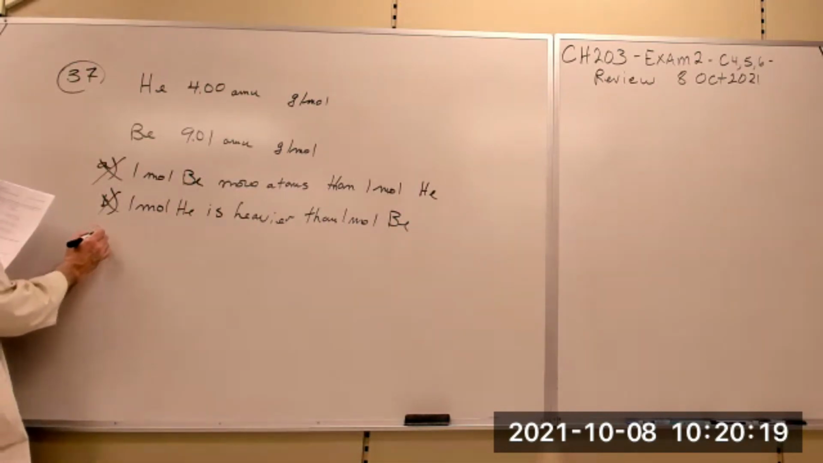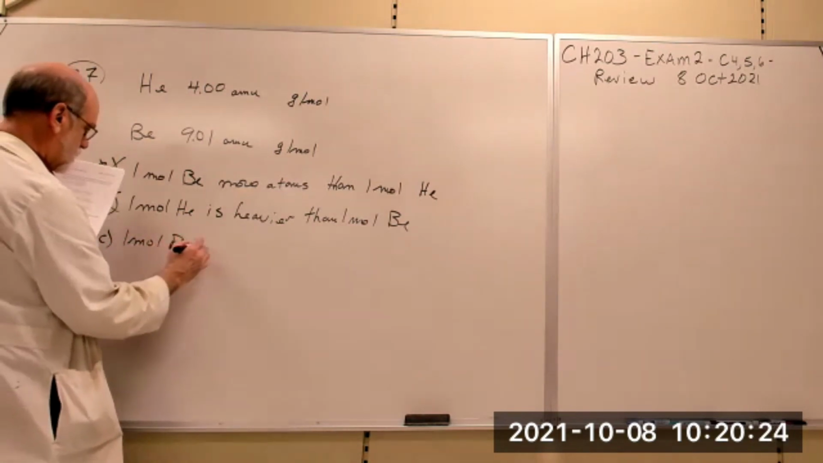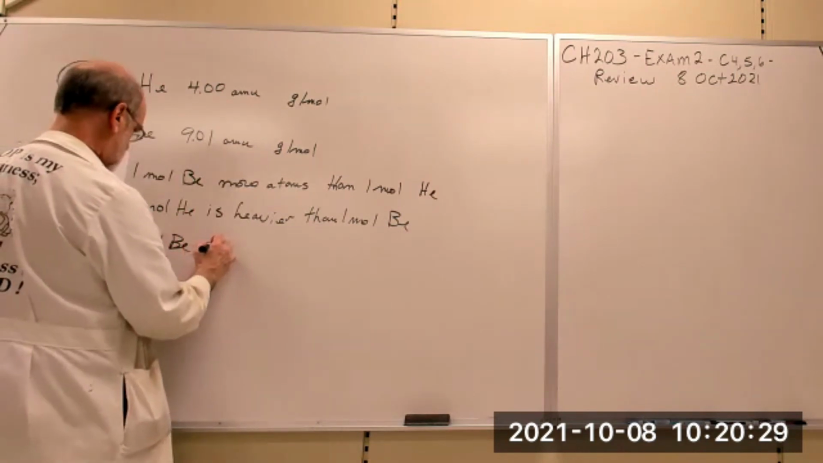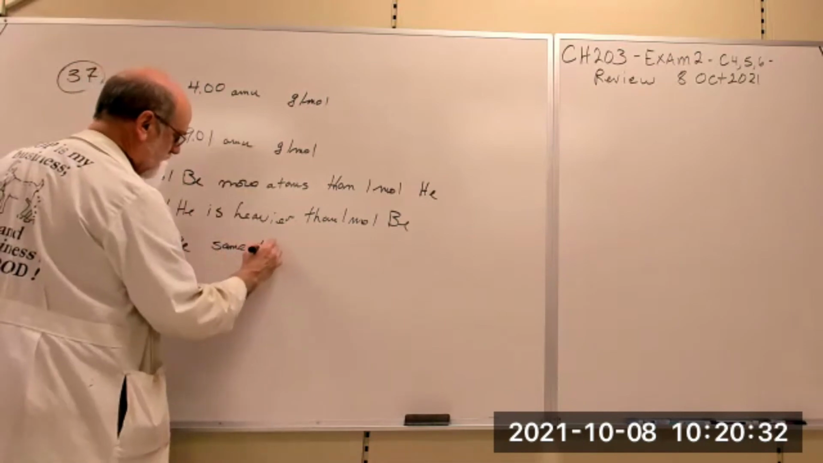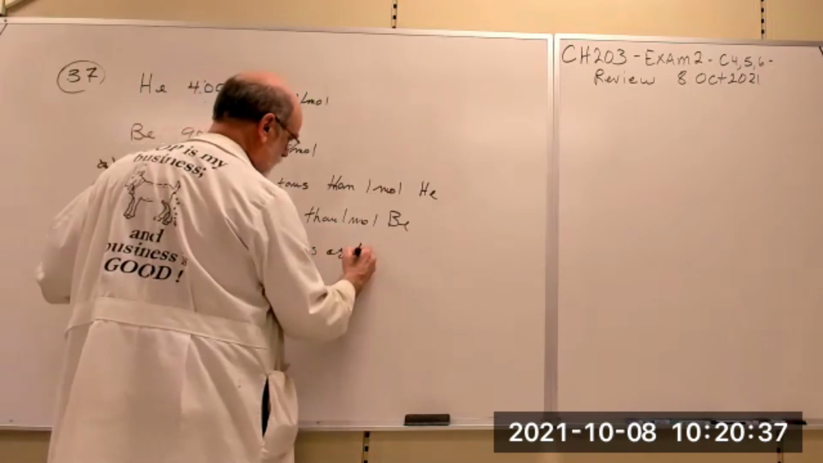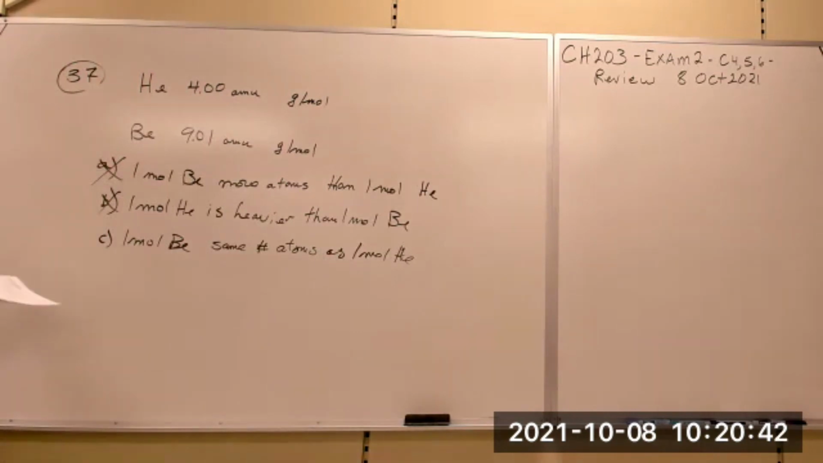Let's see. C. 1 mole of beryllium has the same number of atoms as 1 mole of helium. That's a true statement. Because that was the argument we used to make A false. When you have a mole of something, it's always equal to the same number as a mole of something else. Okay?